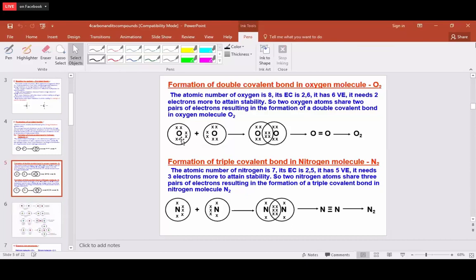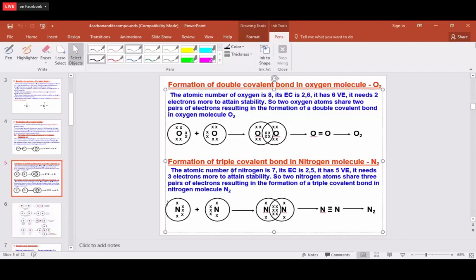So this is the oxygen atom. It has 6 electrons in the outermost shell. This is another oxygen atom. It also has 6 electrons in the outermost shell. So this oxygen also needs 2 electrons, and this oxygen also needs 2 electrons. So these 2 electrons it has to share, and these 2 electrons it has to share. Finally, it will share 4 electrons in total. So it makes a double bond between the two oxygen atoms and forms O2. Again, oxygen is also a diatomic molecule.